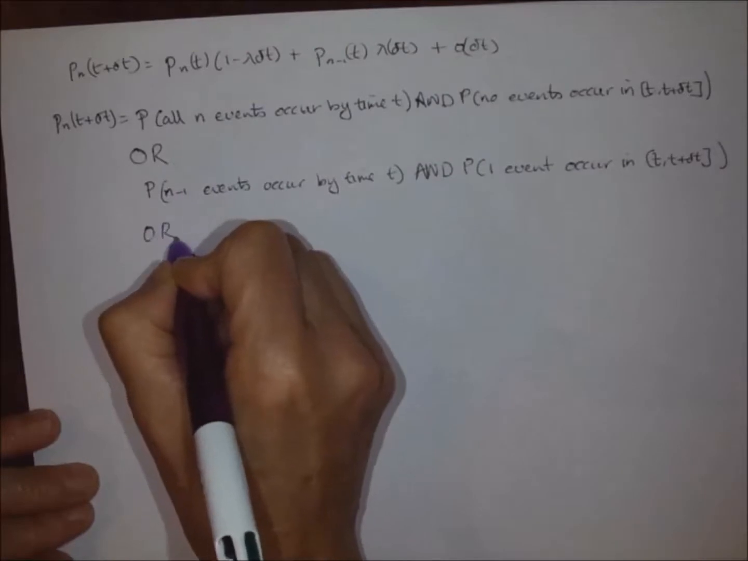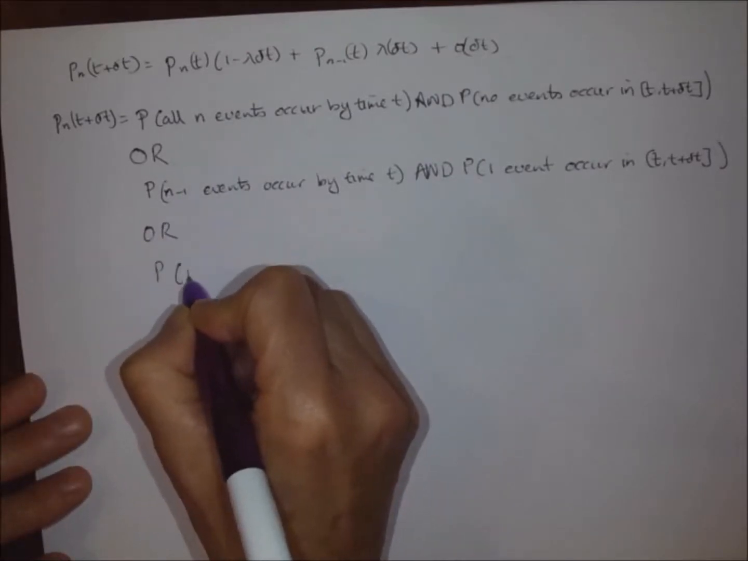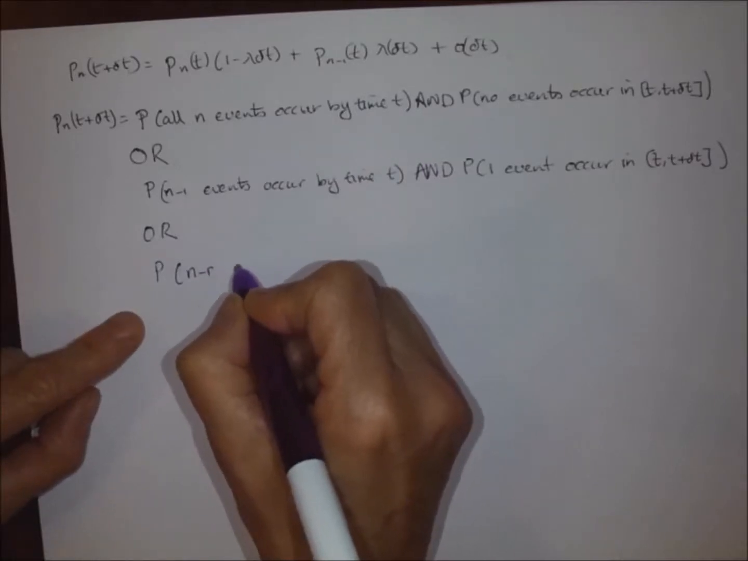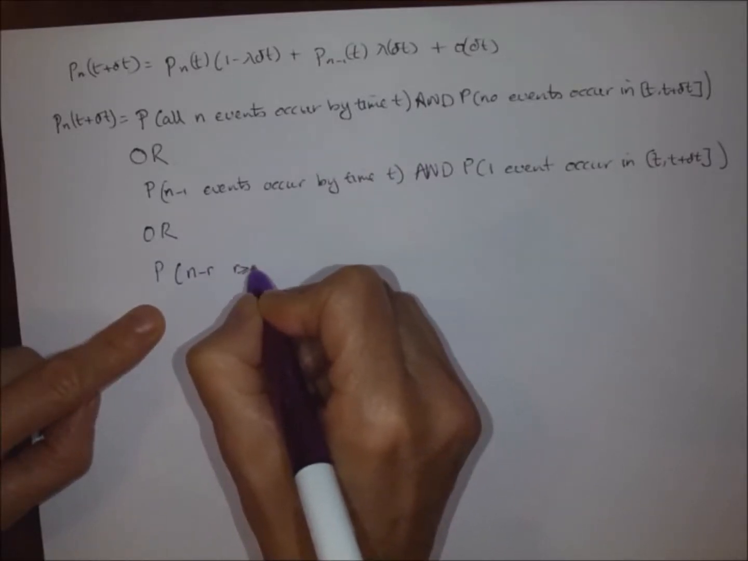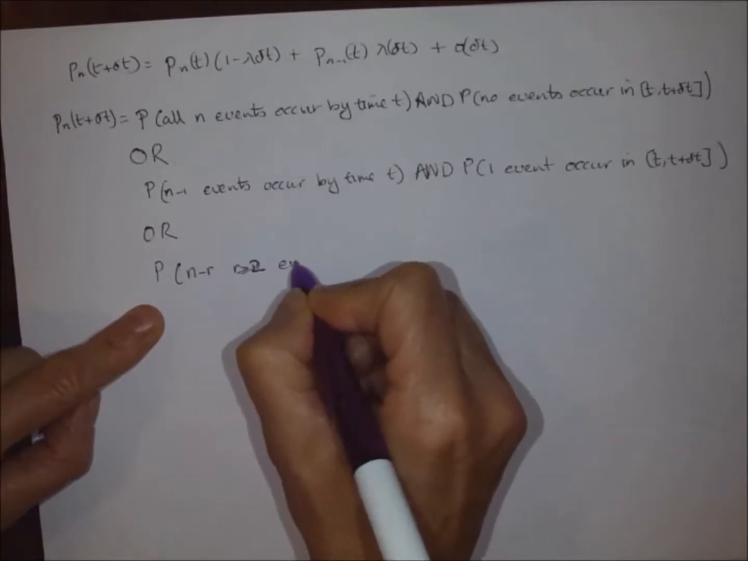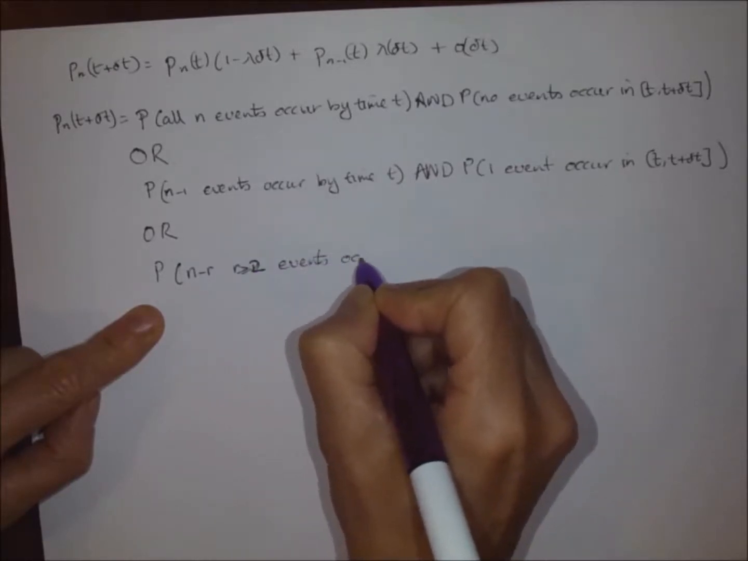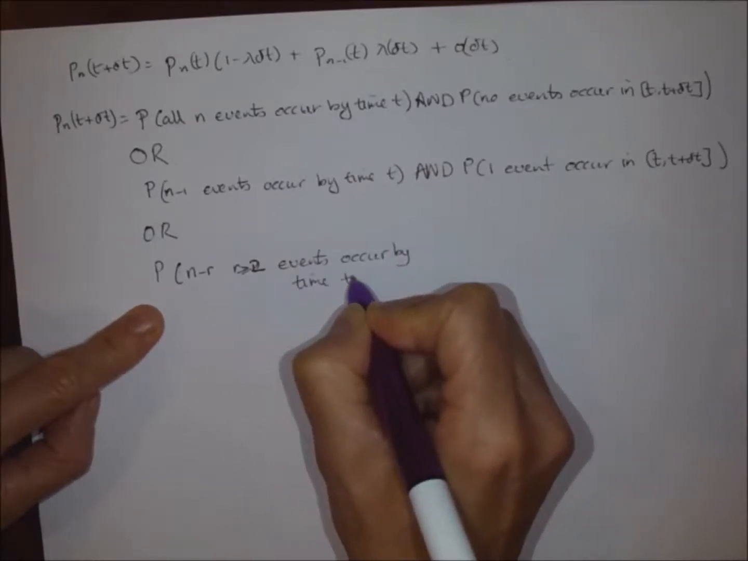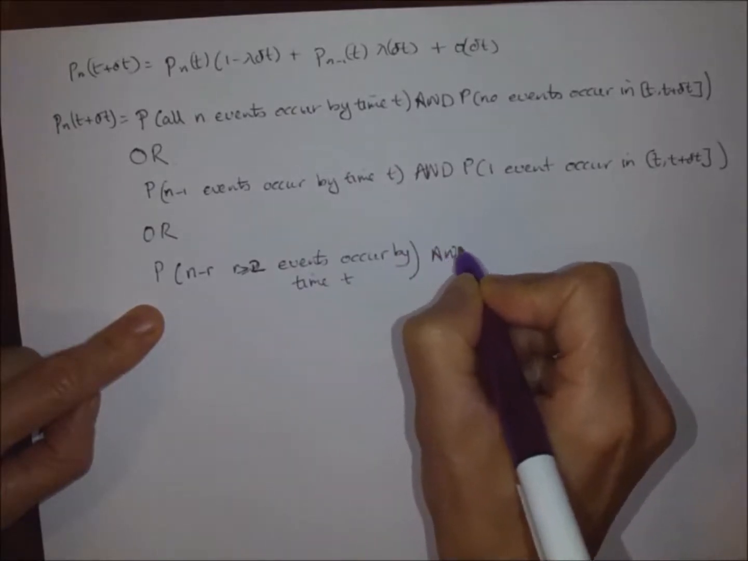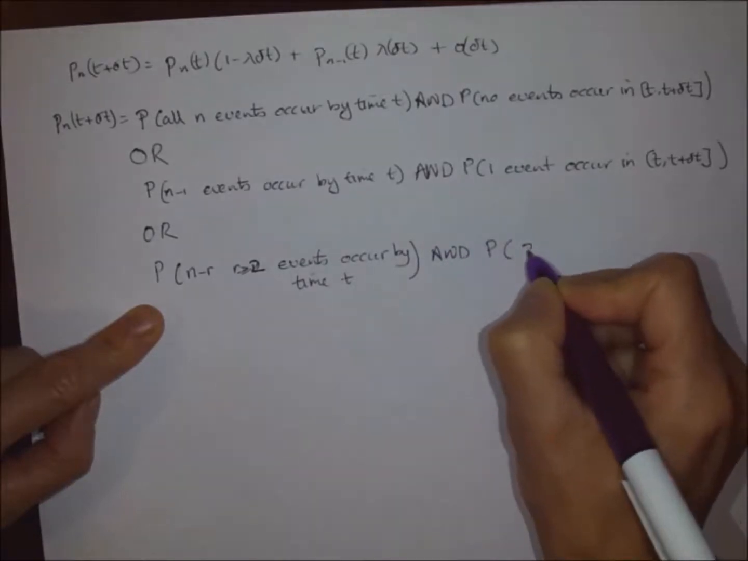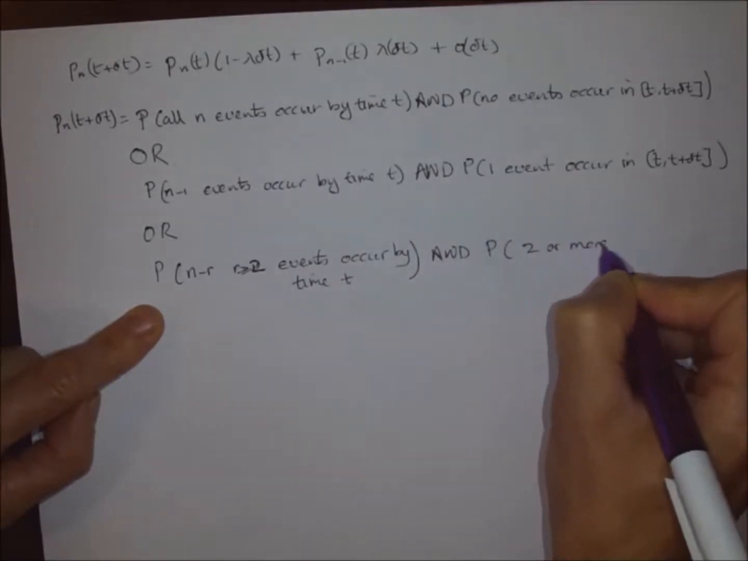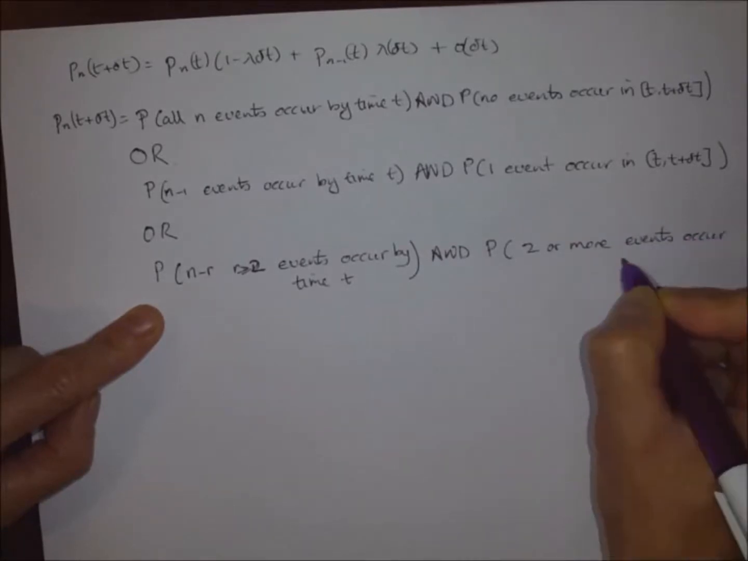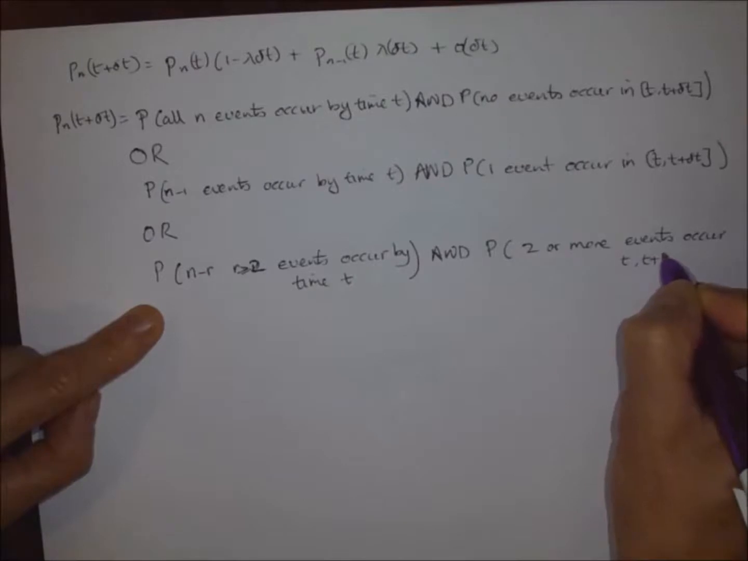Or there's another situation, the probability that two or more events occur in the small time interval, i.e. that n minus r, where r is greater or equal to 2, events occur by time t, and the probability that 2 or more events occur in the small time interval t to t plus delta t.